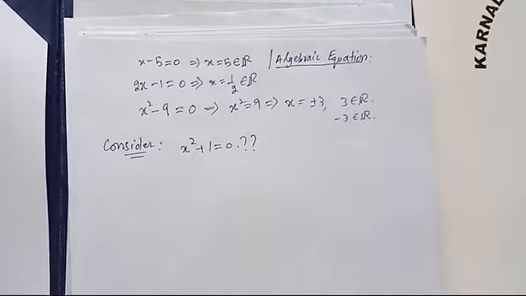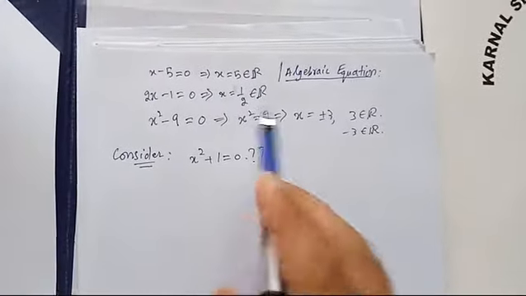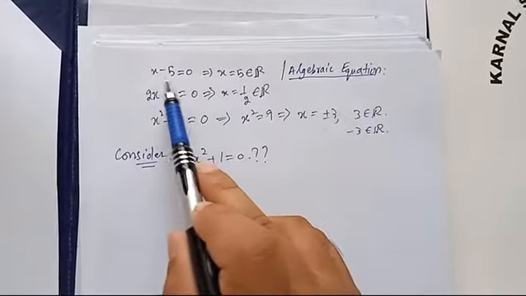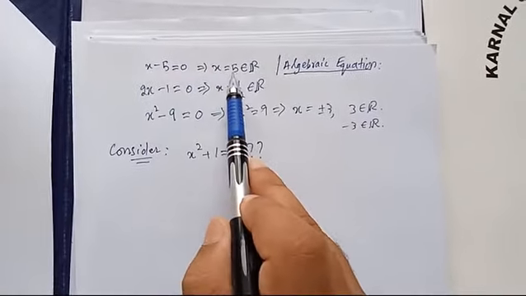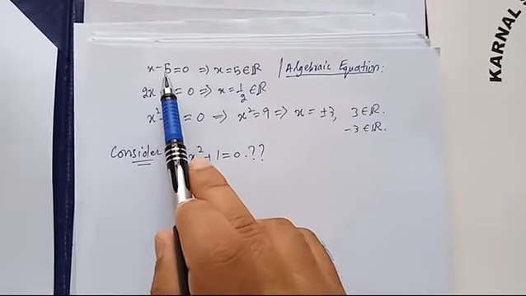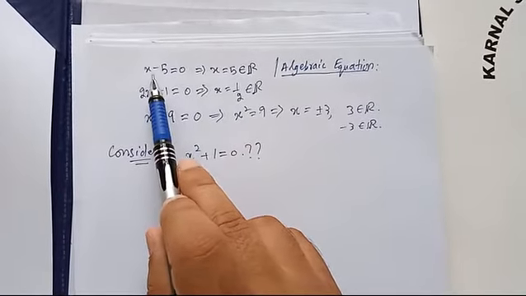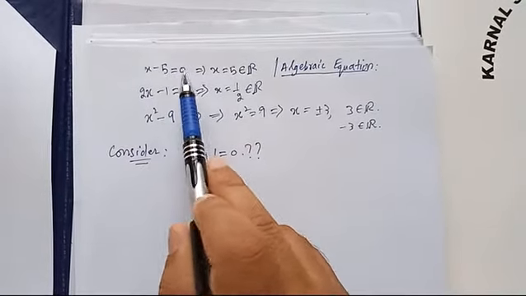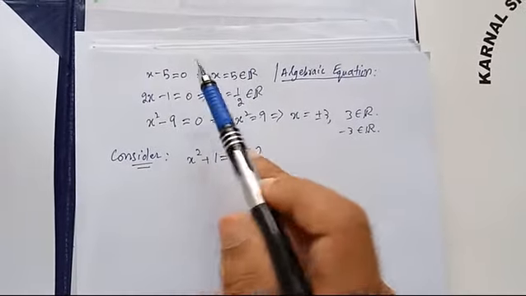What will be the solution of this equation? The definition of the solution is those values of the unknown which satisfy the original equation. Satisfying the original equation means that when you plug the value of the unknown here, you will get left hand side equal to right hand side. By plugging in 5 here, you will get 5 minus 5 equal to 0, 0 equal to 0. So it means that for x equal to 5, this equation is satisfied. So this is called the solution.